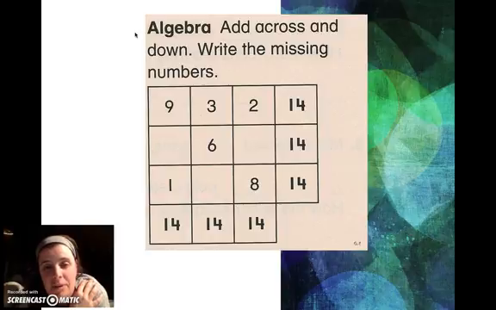And when you add the numbers across, you should get the sum of 14. And when you add the numbers down, you should come up with a sum of 14. I know you can do it. Remember to check in with a friend. And this is the best part. When you have your answers, don't forget to tell me how you got them.